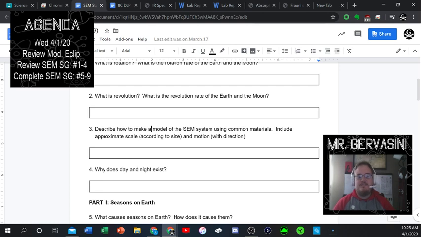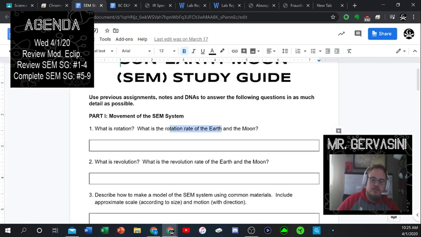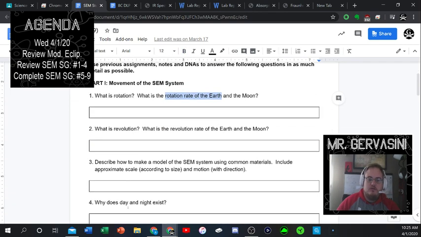Number 4. Why does day and night exist? Day and night exist because of, number 1, rotation of the Earth. Half the Earth faces the sun, half the Earth does not face the sun. The Earth is a sphere, or if you want to be technical, an oblate spheroid, right? Well, the half that faces the sun is in daytime. It's receiving solar radiation. The half that is in its own shadow is night.